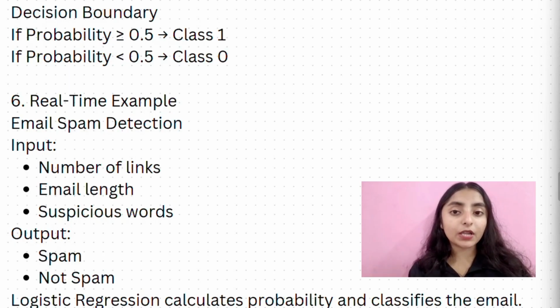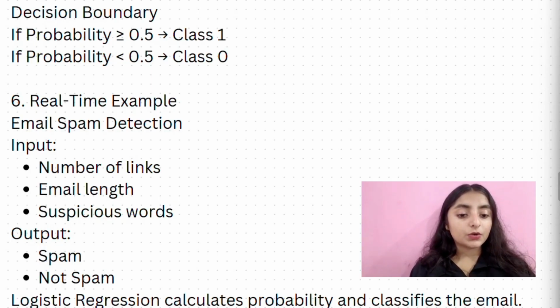I told you about 0.5: greater than 0.5 and less than 0.5. Greater than 0.5 is the best fit, less than 0.5 is the worst fit. So if the probability is greater than 0.5, it predicts class 1. And if the probability is less than 0.5, it goes to class 0. So this is the formula for logistic regression. Now we'll talk about the decision boundary.